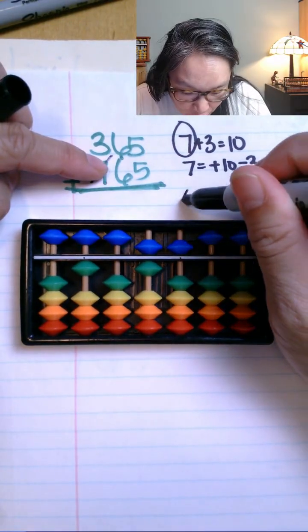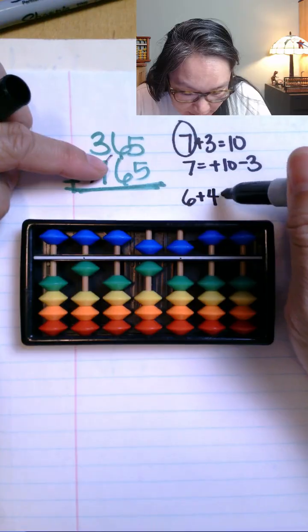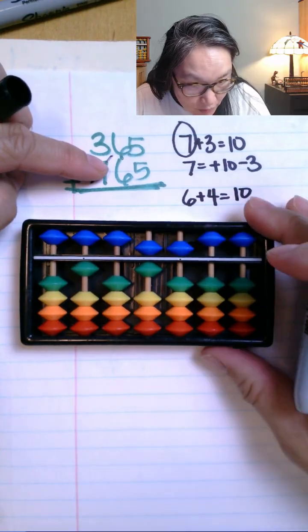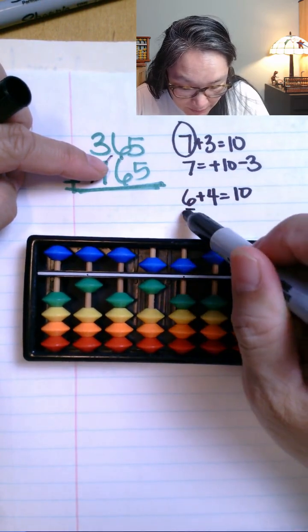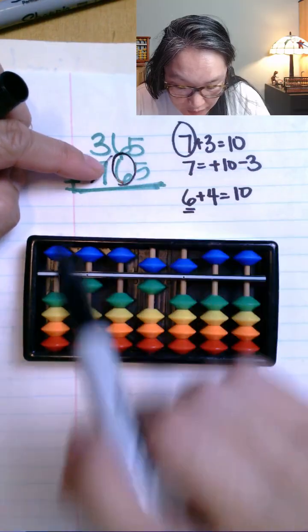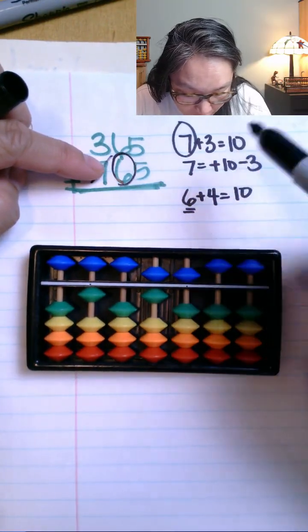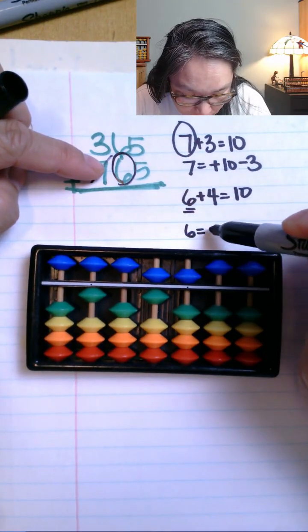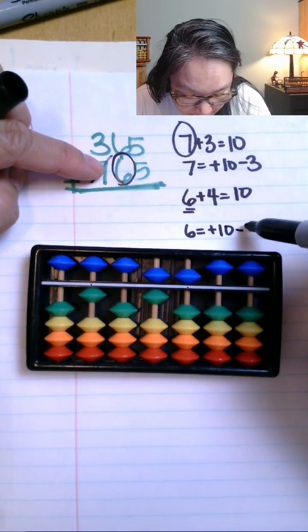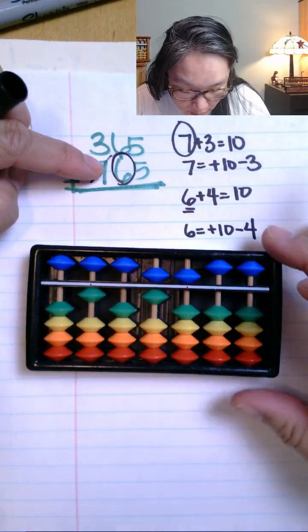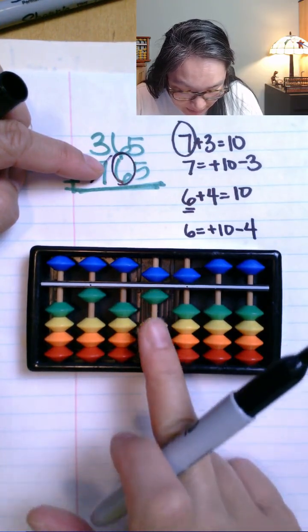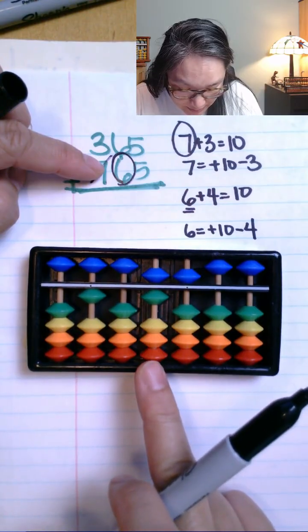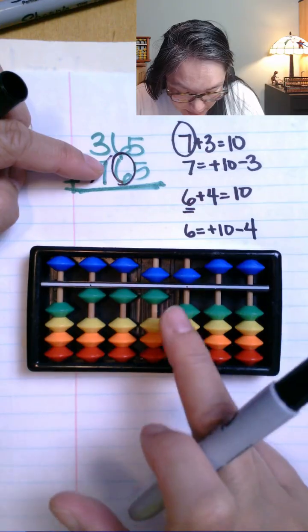We will continue with 6 plus 4 is equal to 10. Notice, I'm going to isolate my variable. I want to isolate my variable to make it a 6. So what I'm going to do is 6 is equal to plus the 10 minus the 4. I'm going to plus the 10 because this is the 6, right? I'm going to add it to the 6 to the 10s. Add the 10, take away the 4.